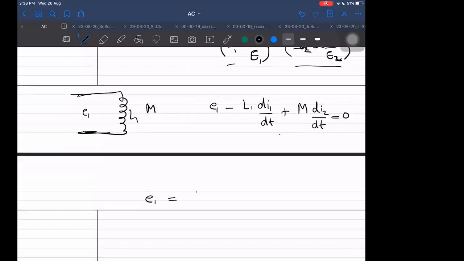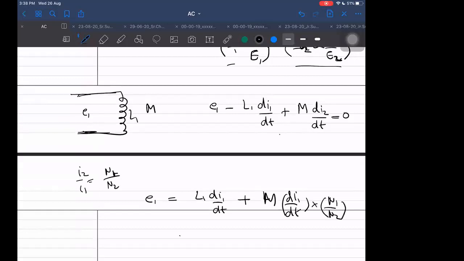E1 is equal to L1 di1 by dt plus M into I2 by I1 di1 by dt, multiplied by what? I2 by I1 was N1 by N2. N1 by N2 into N1 by N2, right? This is a factor here. So we are getting L1 plus M into N1 by N2 into di1 by dt is equal to E1. Is it right or not?